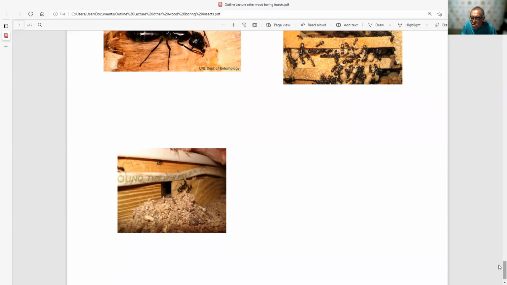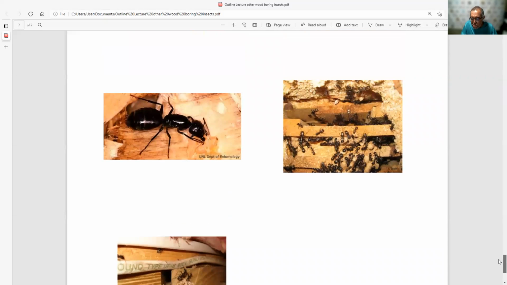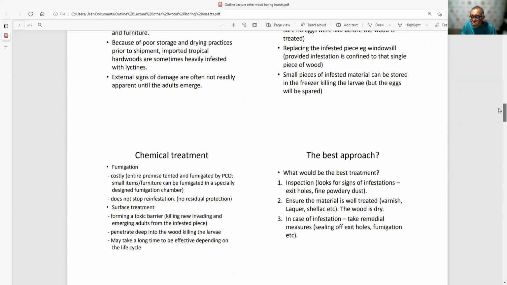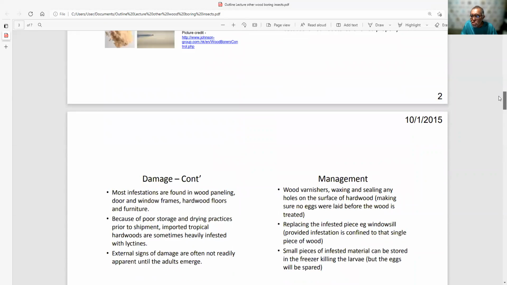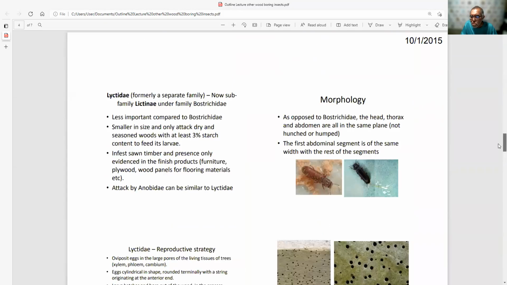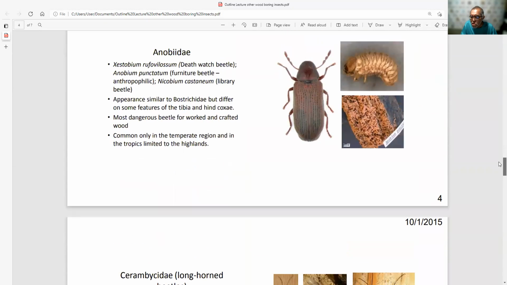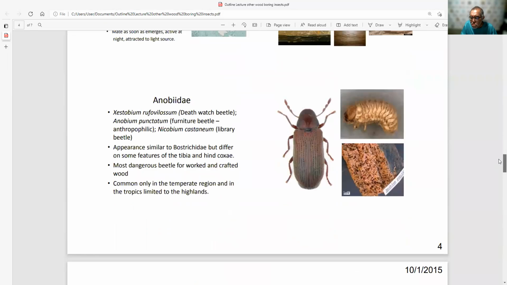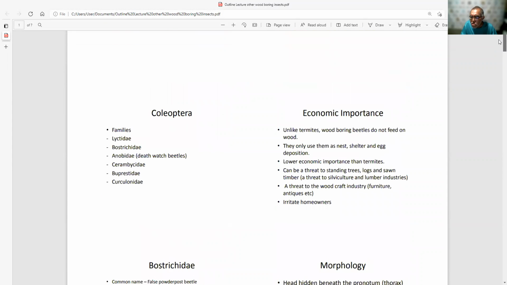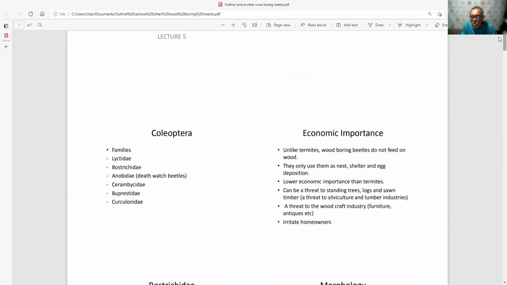So I guess that is the content for today's lecture. Tomorrow we will look at samples and also symptoms, as well as insects that cause issues in stored products and also stored grain products. Most of these are actually caused by beetles, the largest insect order. Do we have any questions?